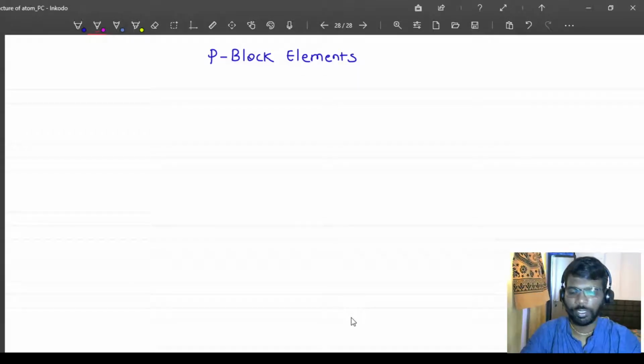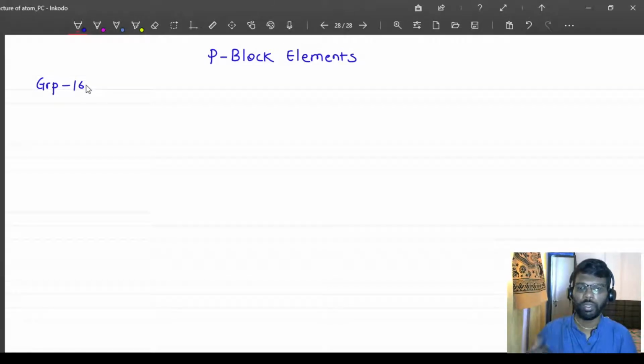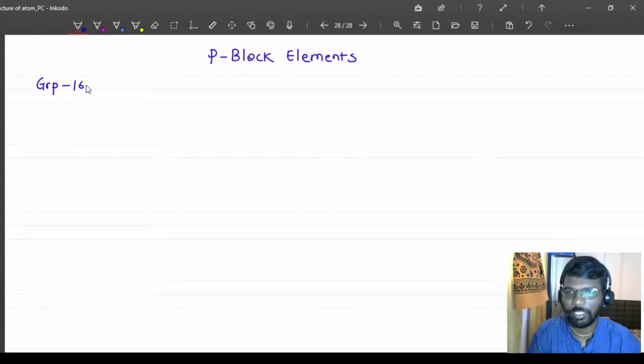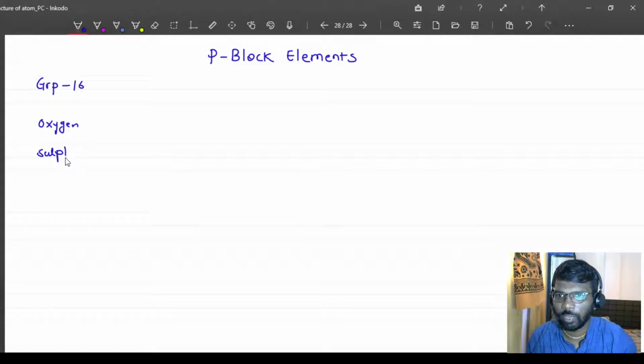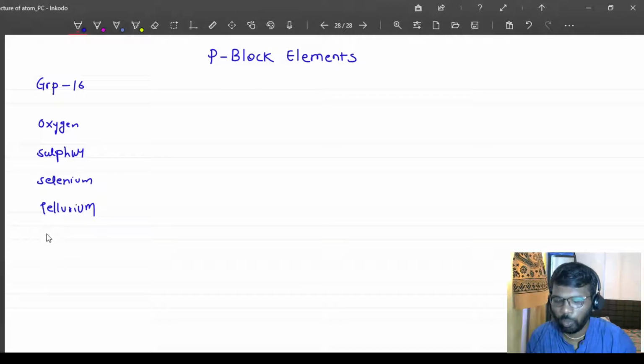Hello students, here we are going to start with the group 16 elements. So, which are the elements of the group 16? I will just write the names over here. The first element is oxygen, then sulfur, then selenium, tellurium, and the polonium.